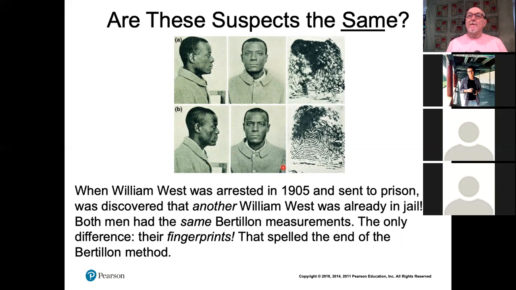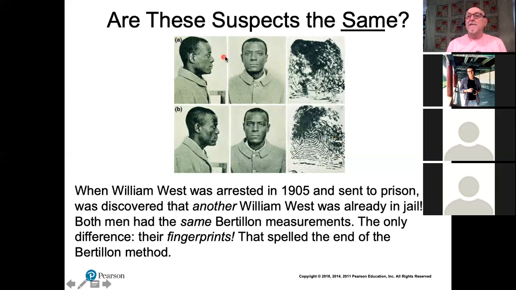And so they said, oh, well, this is easy. We'll do your Bertillon measurements. They did the Bertillon measurements of the two of them. The Bertillon measurements were identical. They could not distinguish between the two of them. And instead, somebody looked at their fingerprints. They had fingerprints from the scene of the crime, and obviously, they were in prison, so they were able to obtain their fingerprints. Their fingerprints were very similar to one another, but clearly different.